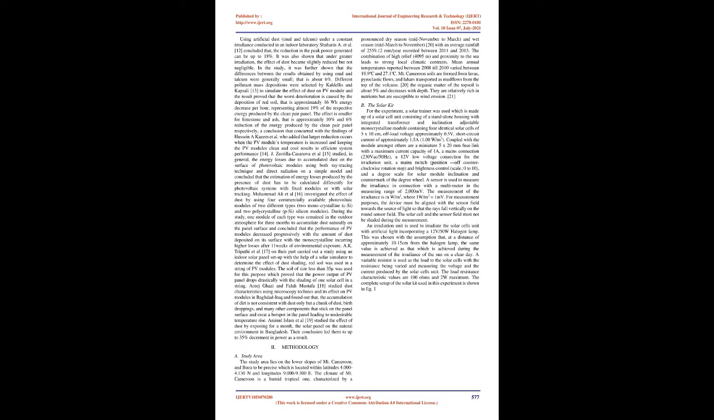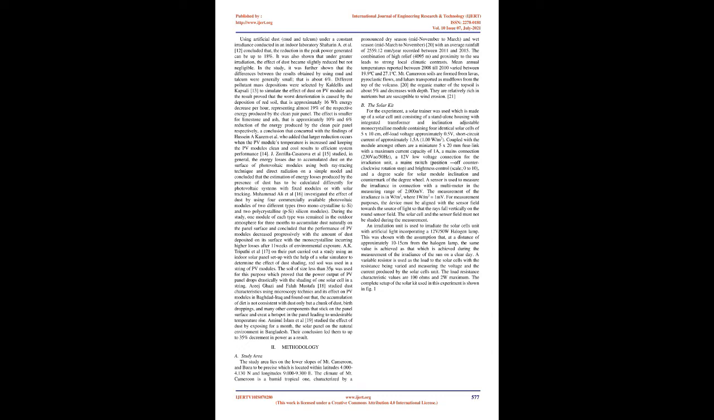Different pollutant mass depositions were selected by Caldelas and Casali [13] to simulate the effect of dust on a PV module, and the result proved that the worst deterioration is caused by the deposition of red soil, that is approximately 16 Wh energy decrease per hour, representing almost 19% of the respective energy produced by the clean panel. The effect is smaller for limestone and ash, that is approximately 10% and 6% reduction of the energy produced by the clean panel respectively, a conclusion that concurred with the findings of Hussein A.